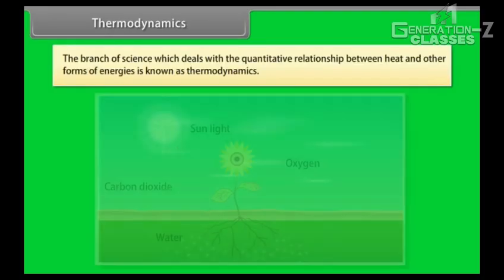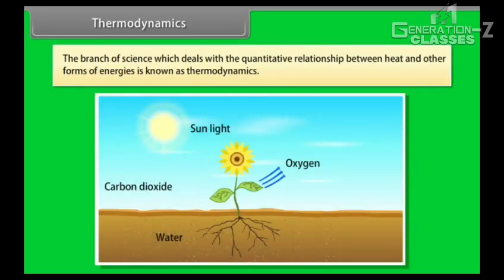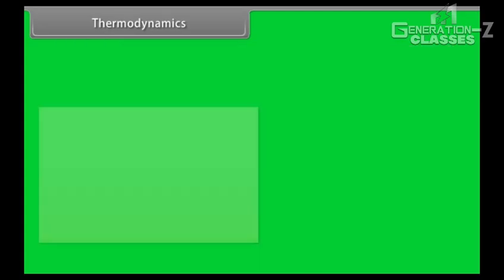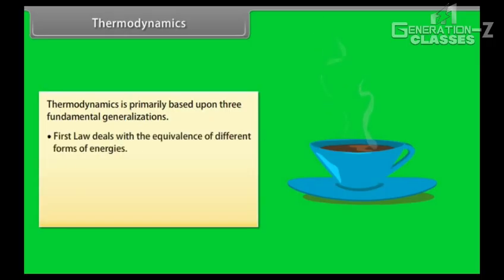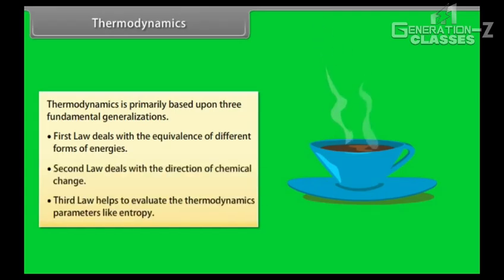Thermodynamics, the branch of science which deals with the quantitative relationship between heat and other forms of energies, is known as thermodynamics. Thermodynamics is primarily based upon 3 fundamental generalizations. First law deals with the equivalence of different forms of energies. Second law deals with the direction of chemical change. Third law helps to evaluate the thermodynamic parameters like entropy.